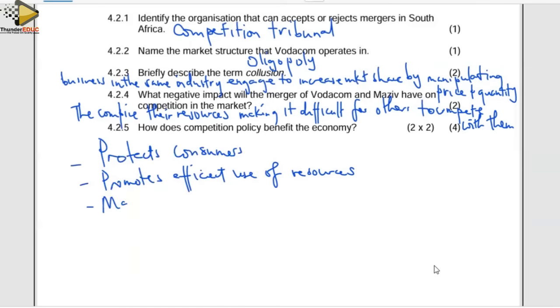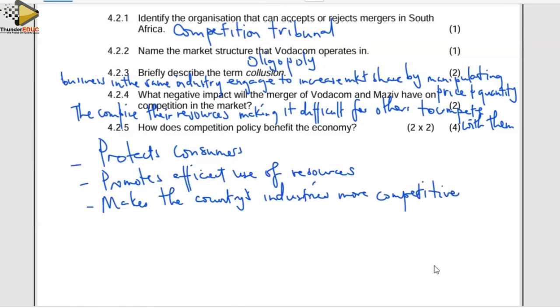It also makes the country's industry more competitive. If there's competition, the businesses have a tendency of becoming innovative to find the best ways of production which lower the cost so that they can provide the product at the least cost and be able to maximize their revenue. So the competitive edge is upgraded when the businesses are exposed to competition.